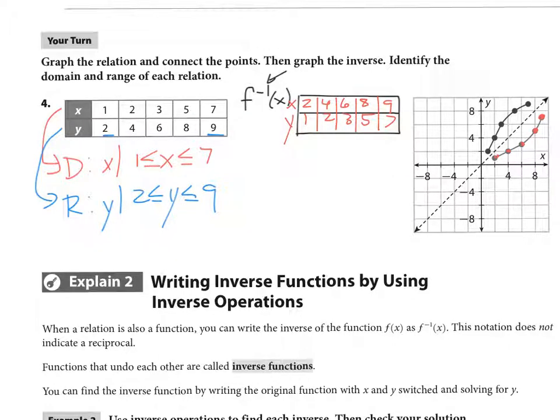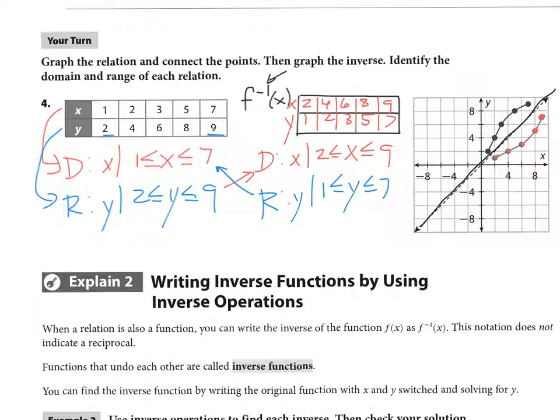There again is the line y equals x, which goes right down the middle of them. We state our domain here for the inverse. So our domain now is what our range was over here. Our domain is x such that 2 is less than or equal to x is less than or equal to 9. Our range now becomes what our domain was in the original, which is y such that y is between 1 and 7. So it's just a flip-flop of x's and y's is all it is.